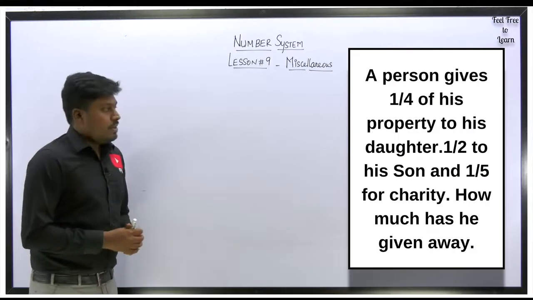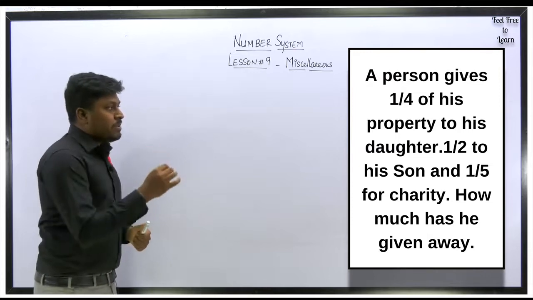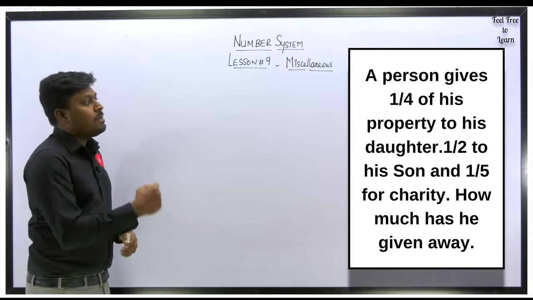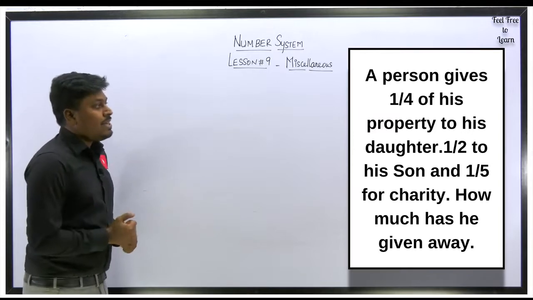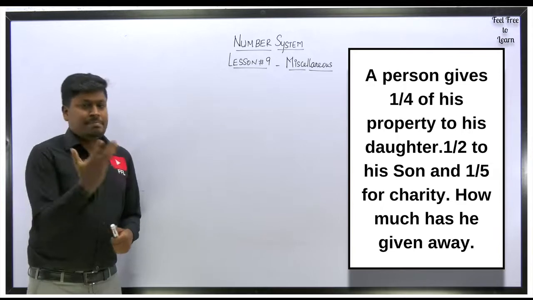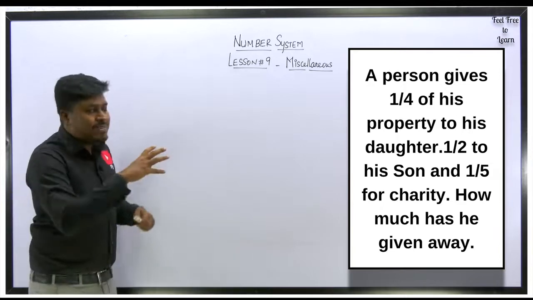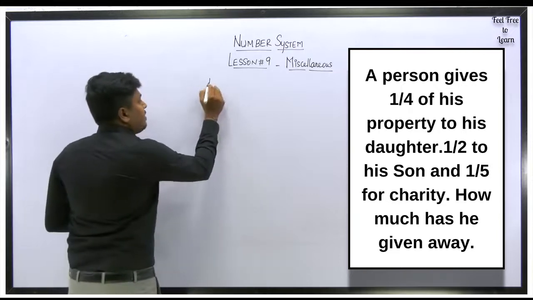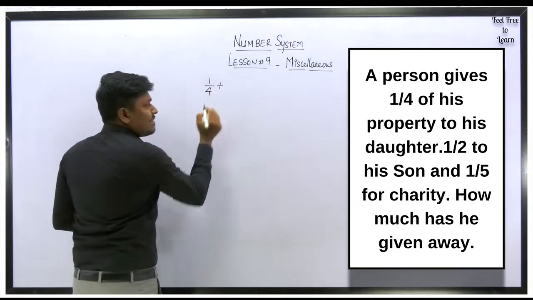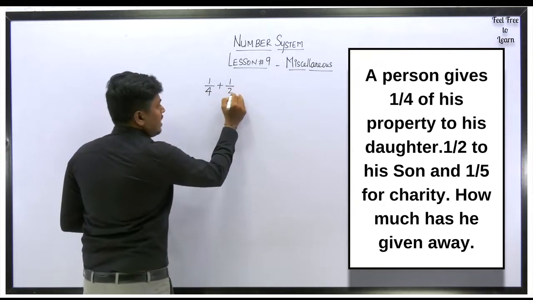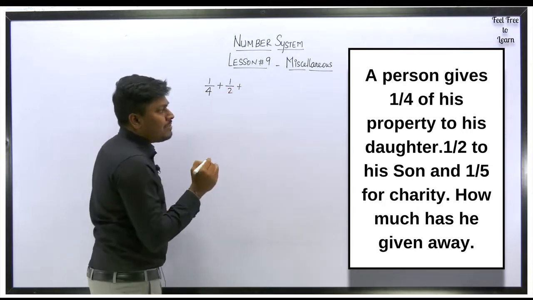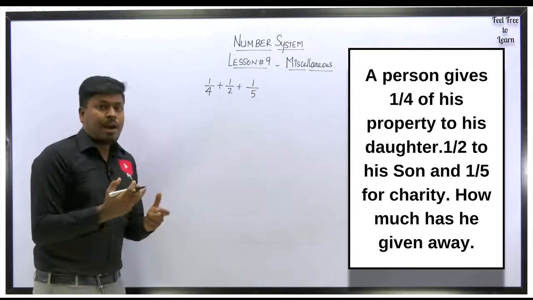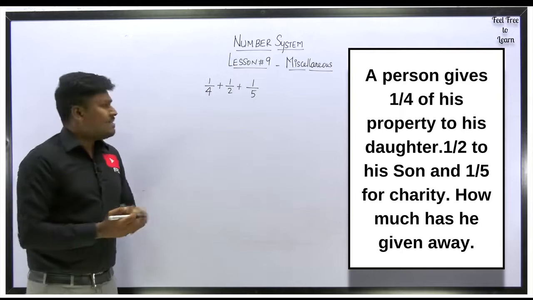Question number 1. A person gives 1/4 of his property to his daughter, 1/2 to his son, and 1/5 for charity. How much has he given away? Simple question, right? A person is giving a fraction of his property to some people: 1/4 part to his daughter, 1/2 part to his son, and the last 1/5 part for charity. Our target is to find how much he has given away.